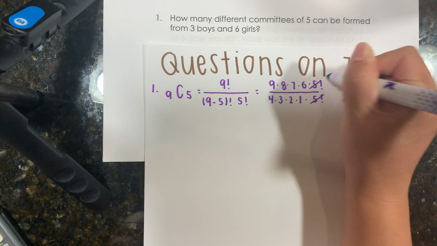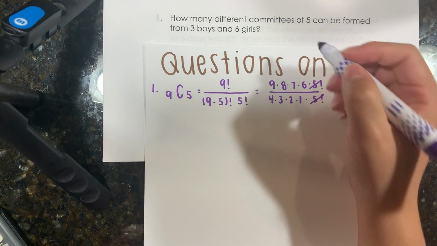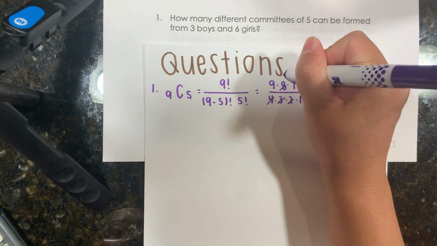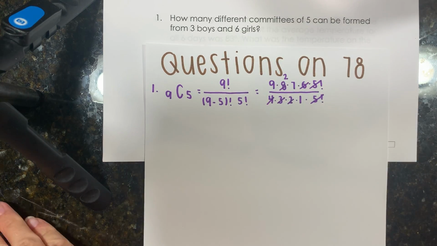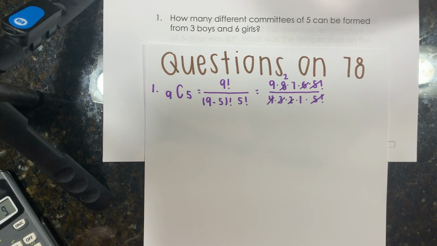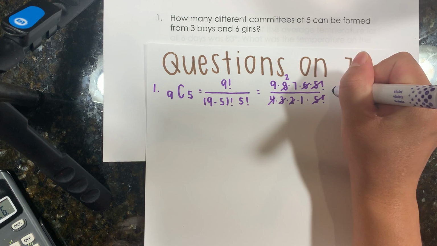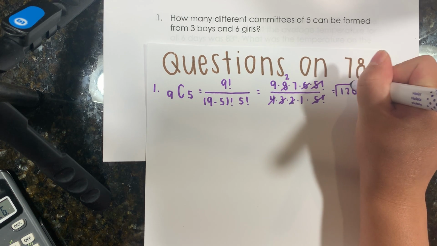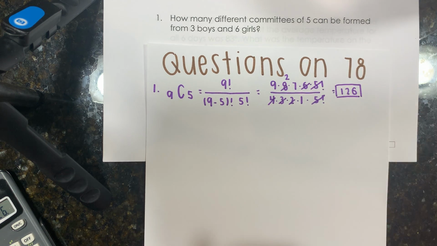So our 5 factorials are going to cancel. Then I have 3 times 2, which is 6, and 4 goes into 8 2 times, which would give us 9 times 2 times 7. And our answer would be there are 126 ways that we can arrange that. So that would be the answer to number 1.